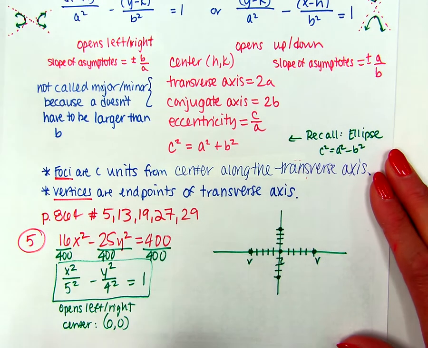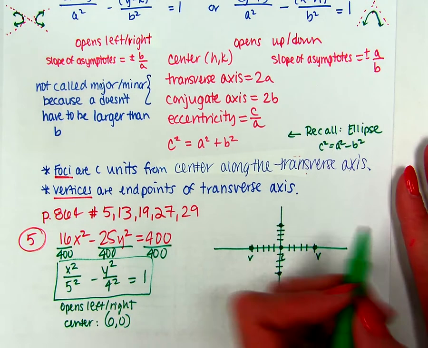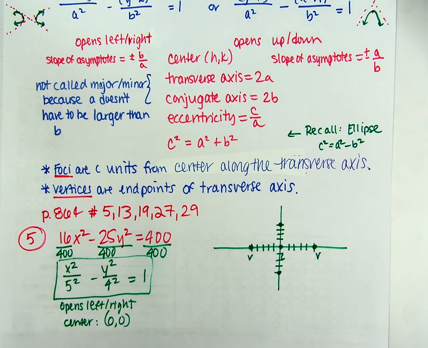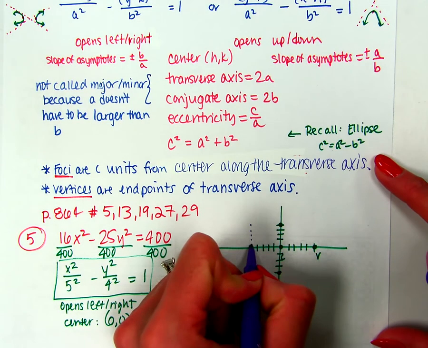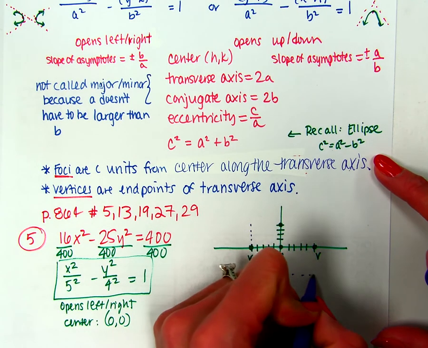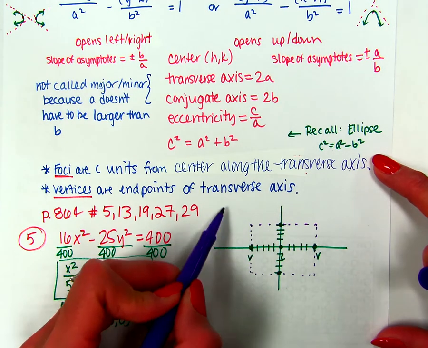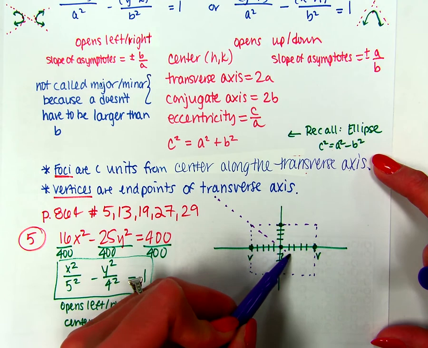Right? So this should be very similar to drawing an ellipse. Now, in an ellipse, you would just be done. With a hyperbola, we're going to create this little box that's not actually part of your hyperbola. It's more of a reference box.